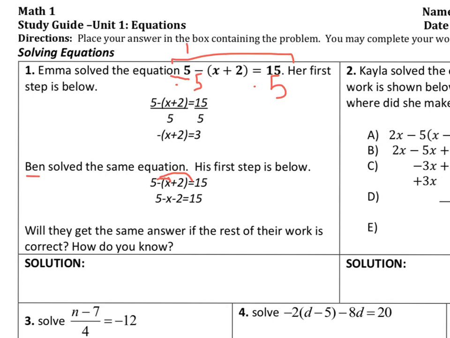But will they get the same answer if the rest of their work is correct? And how would you know? No, they would not get the right answer because Emma messed it up in step 1. She divided by 5 instead of subtracting by 5, so they will not get the same answer because Emma did not follow her order of operations.